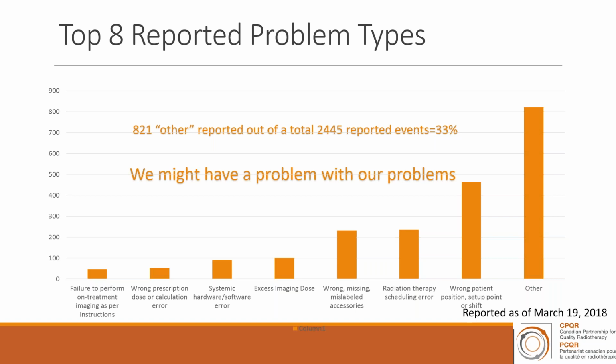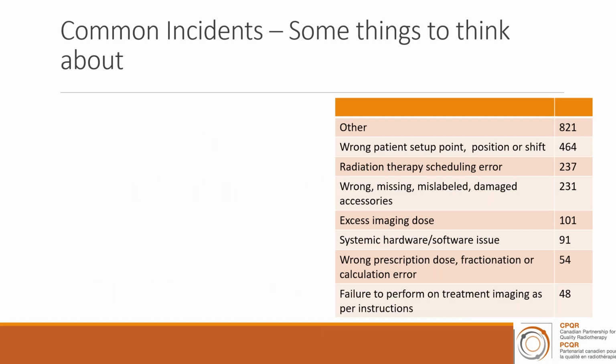And my goal today is to walk you through those problem types a little bit more and see if we can get a better handle on that. So some common incidents and things to think about. What do you think about this problem type other, and why are there so many? Think about it for a minute. Why do you think there's so many that are reported as other?